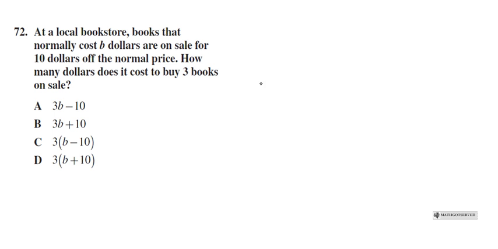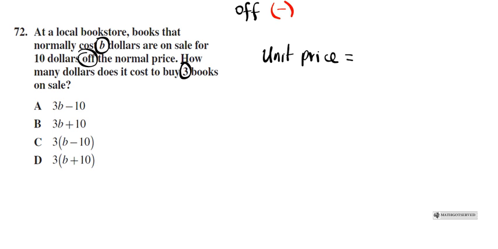So let's look at the unit price, so the price for 1 first, and then we're going to look at the price for 3. Okay, so for the unit price, formerly it was $B, right? But now it's on sale for $10 off. What operation does off suggest? If you take off something, you're subtracting, right? So it's like this minus operation. So from the original price, B, this is the unit price, we have $10 off, so which is minus 10. This is the unit price or price for 1.